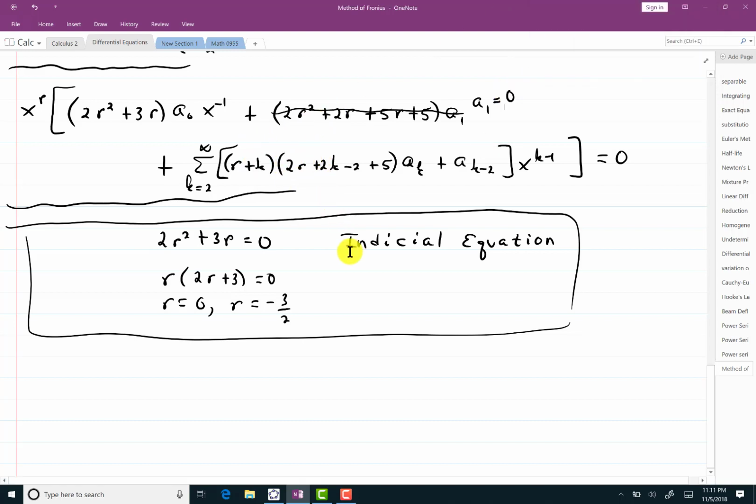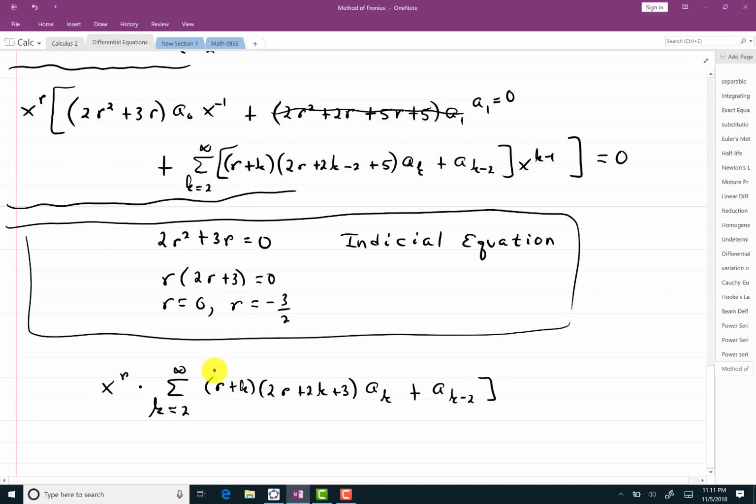For this stuff right here, let me do a little simplifying. This part's done and this part's done. I'm just going to focus on this part right now. So I have an x to the r times the summation k equals 2 to infinity r plus k times, inside of here, I'm going to get 2r plus 2k plus 3. That'll be attached to a sub k. Actually, a sub k, sorry. Plus a sub k minus 2.